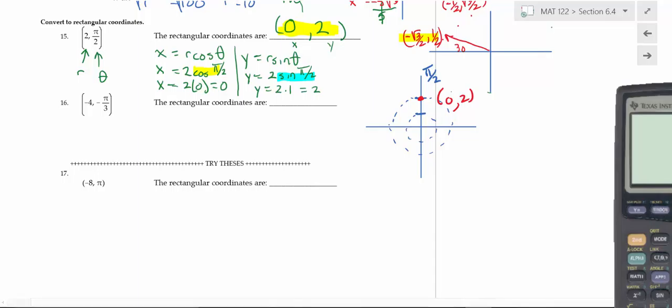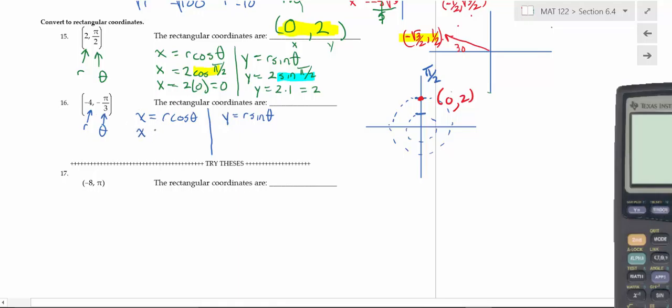Okay, so that's it. Next problem we're going to do the same way. I've given you r, and I've given you theta. So we're just going to use these substitutions. We have x equals r cosine theta, and then we have y equals r sine theta.